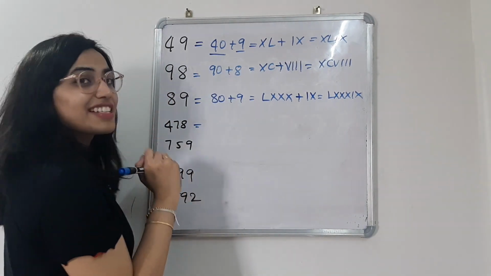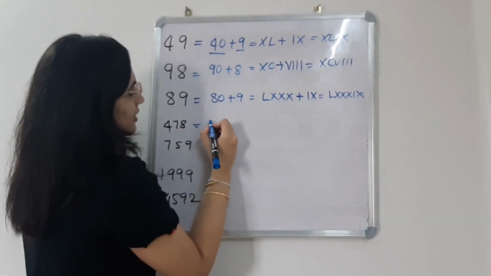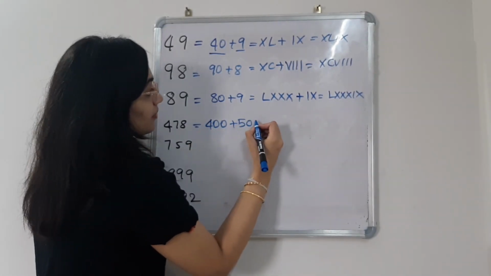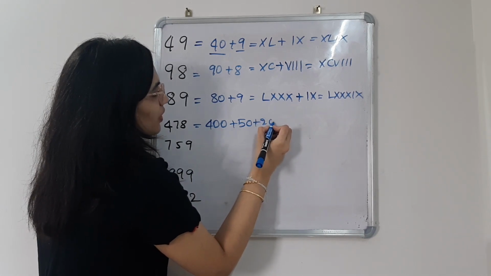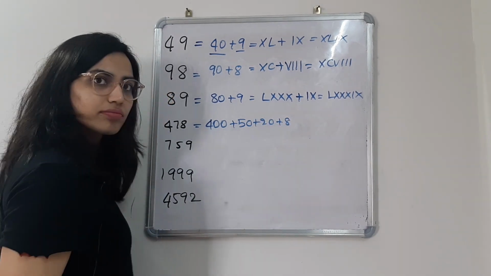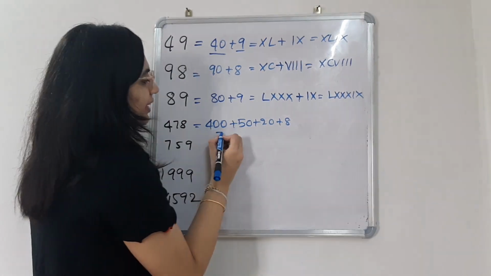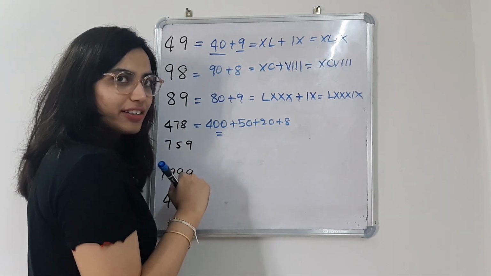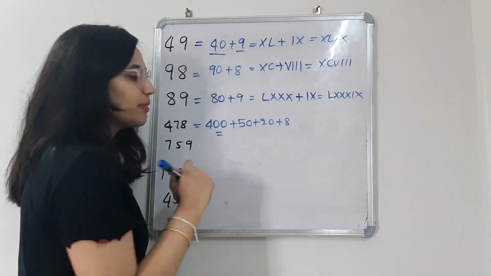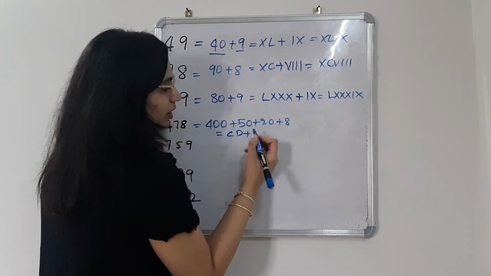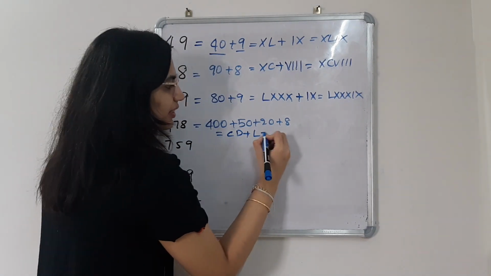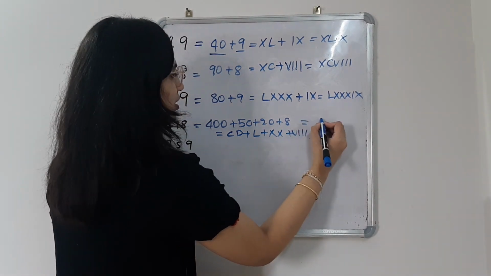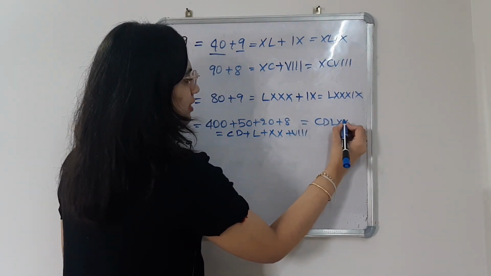What is 478? How do you write this? Can I write this as 400 plus 50 plus 20 plus 8? Okay. Why did I write it so? Because 400 we can write directly from 500 by subtracting 100. Because that is the rule. C can be subtracted from D. 50, L we have directly. 20 we have XX and 8 we have this, so it is CDLXXVIII.